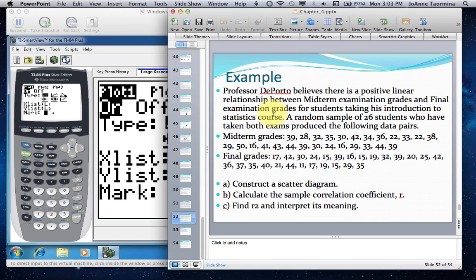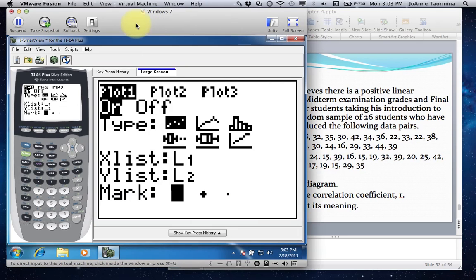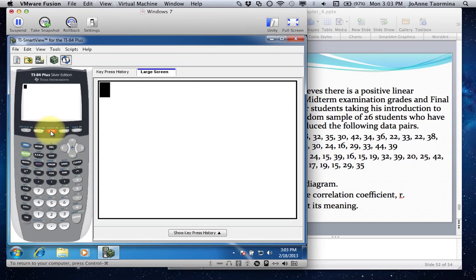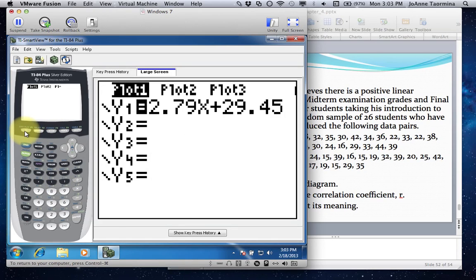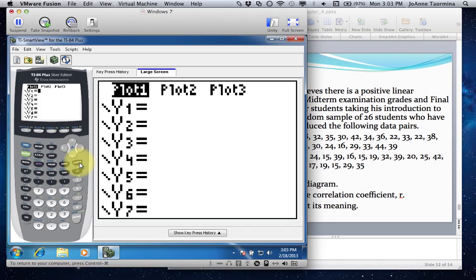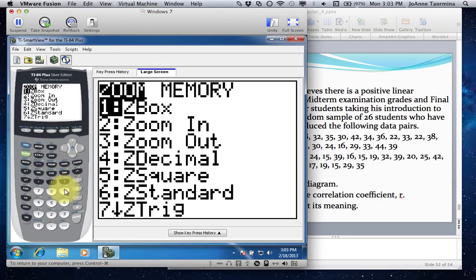Now, what should be the independent variable? It's the thing that comes first. And since the midterm comes first, the midterm belongs in the X list, L1. Once that's all set properly, you're going to quit this. You'll hit zoom. Oh wait, before you do that, press Y equals and delete the linear equation from the previous example. That should be gone before you look at the scatter diagram. Now press zoom 9.